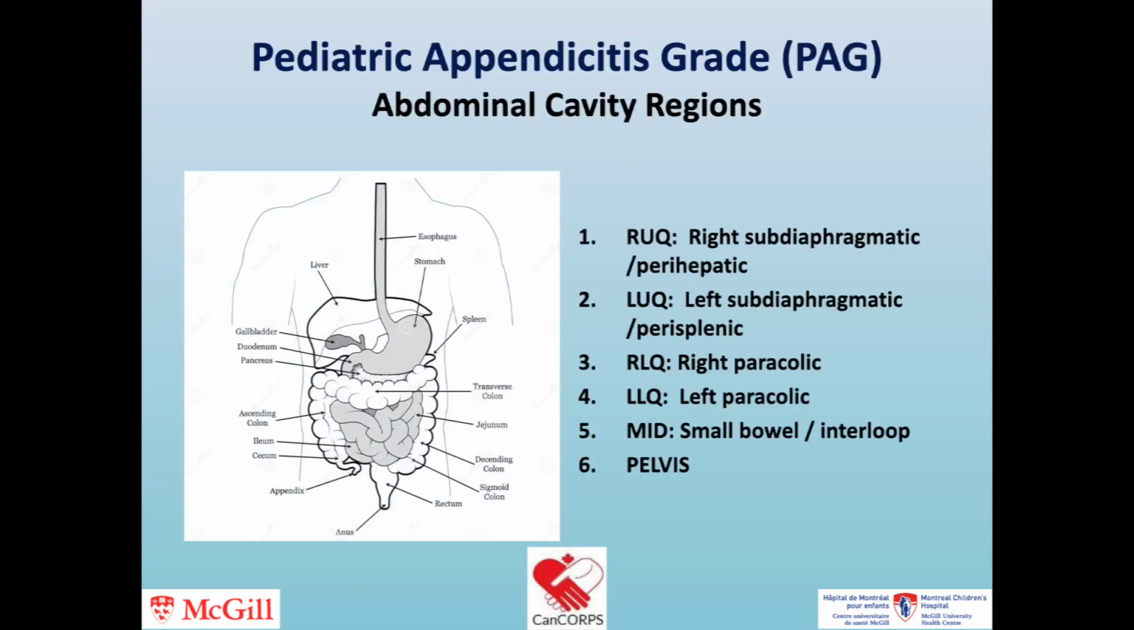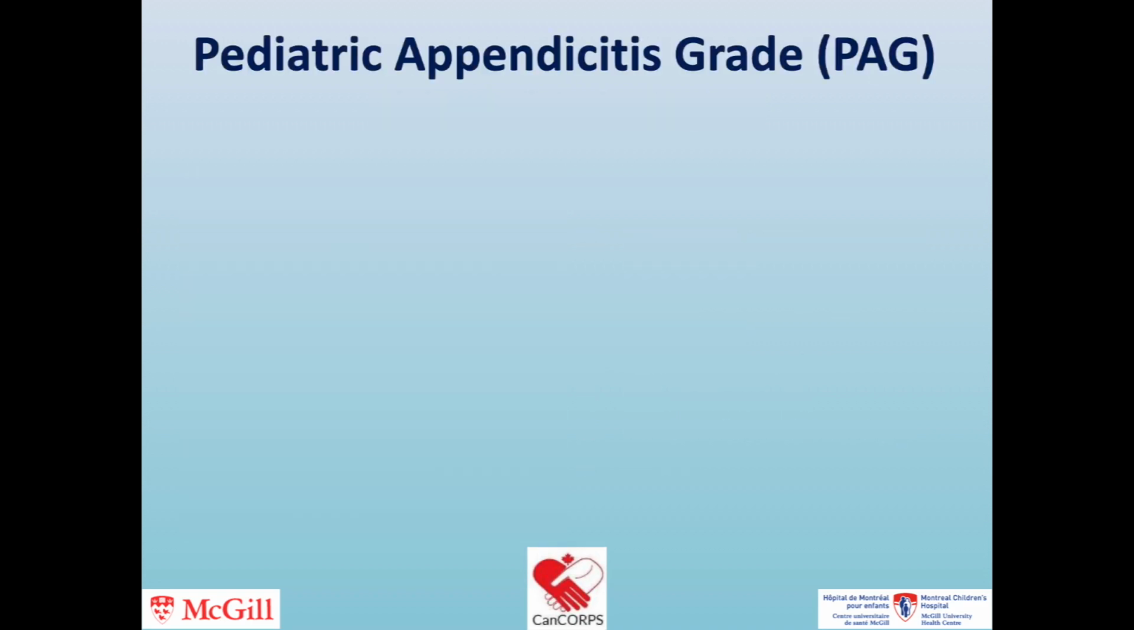To assign the PAG, we first divide the abdominal cavity into 6 regions as shown here: the right upper quadrant or perihepatic space, the left upper quadrant or perisplenic space, the right paracolic space, the left paracolic space, the small bowel or interloop space, and the pelvis. The surgeon examines each of these regions. The PAG is defined as shown here.